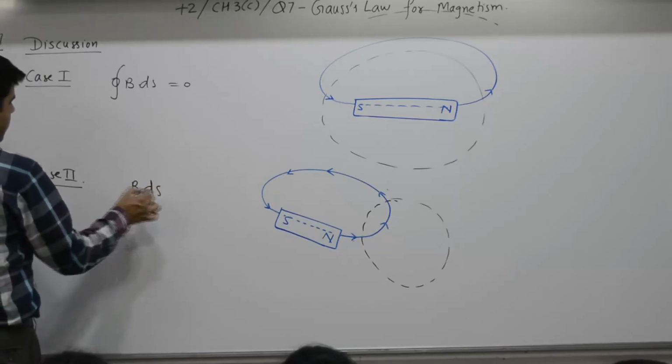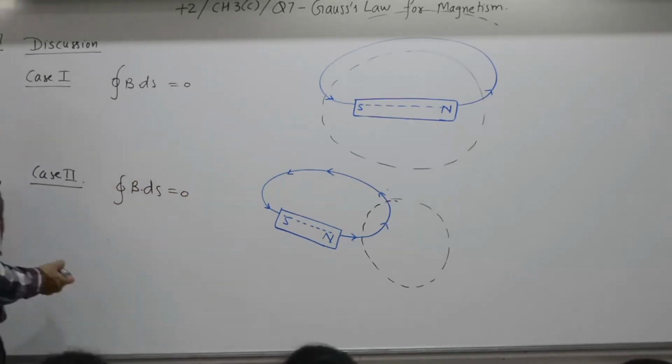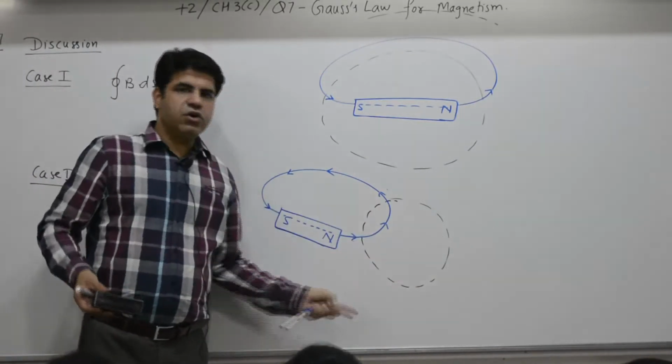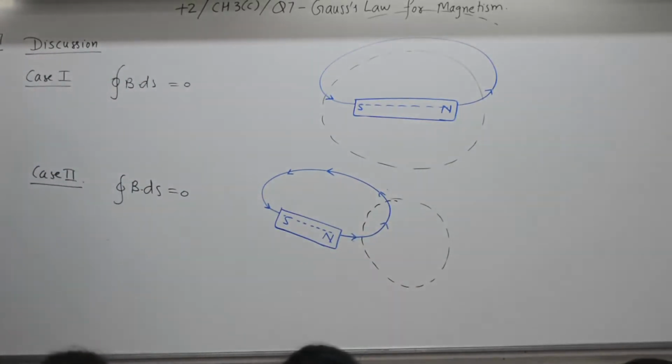B·ds. Case number 2 is what? Magnet is outside this Gaussian surface. Time with you is 2 minutes to draw the diagram.